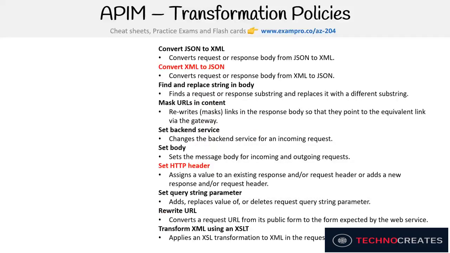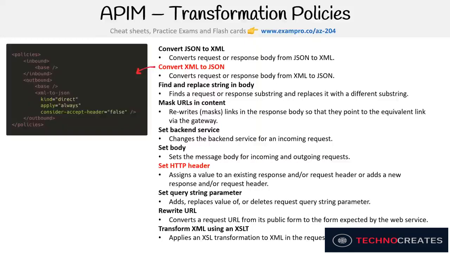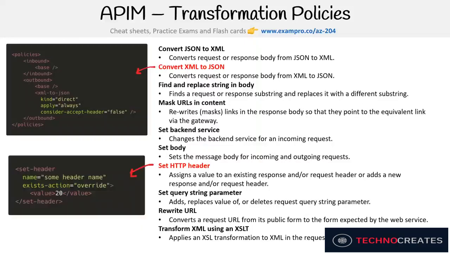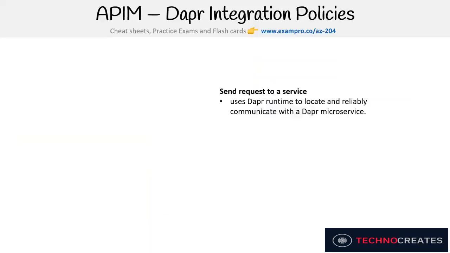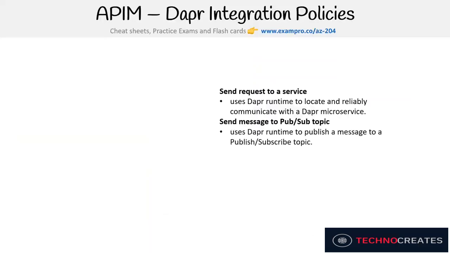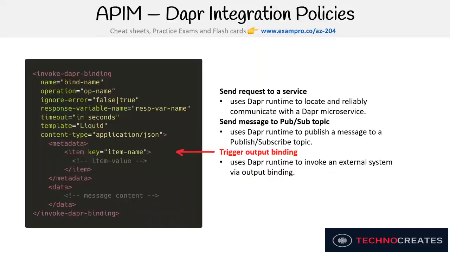Let's look at XML to JSON, because I thought that one was kind of interesting. So you say XML to JSON, and I guess it just turns it into JSON. HTTP header, something very common that you'll be doing. You can just set a header for whatever values you need to pass along. We have Dapr integration policies. So send request to a service, send message to pub/sub topic, trigger output binding. There's an example of a trigger output binding.